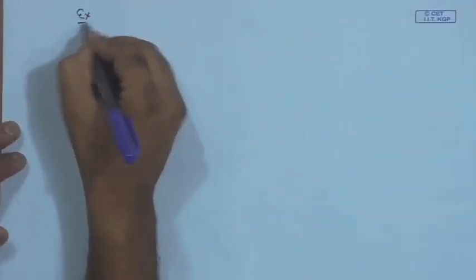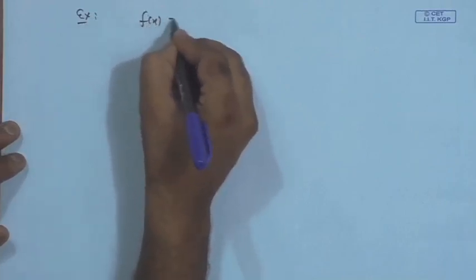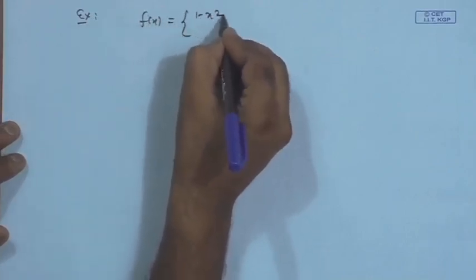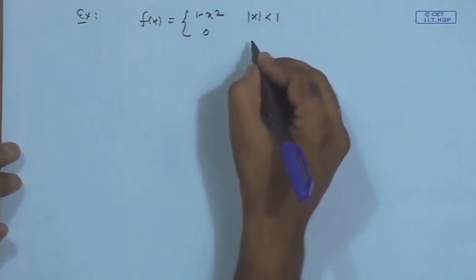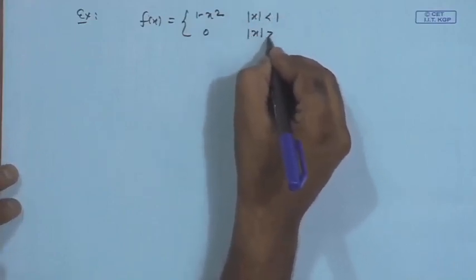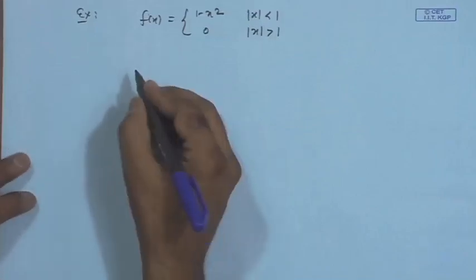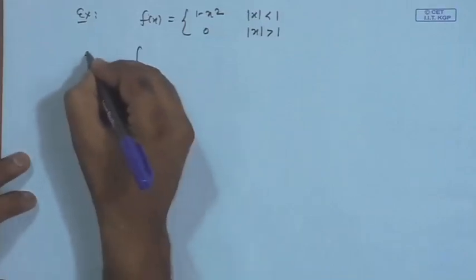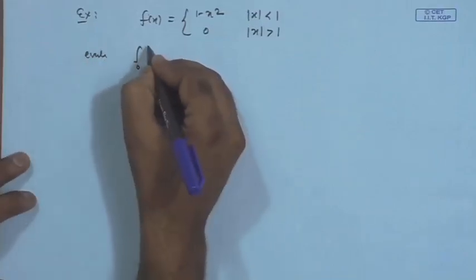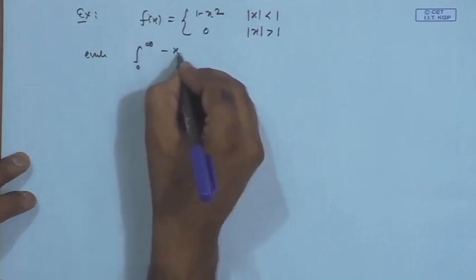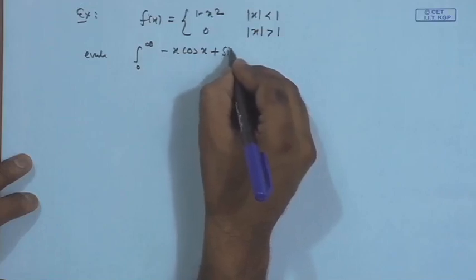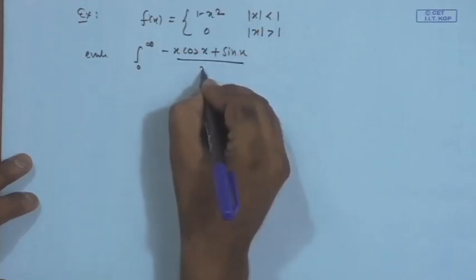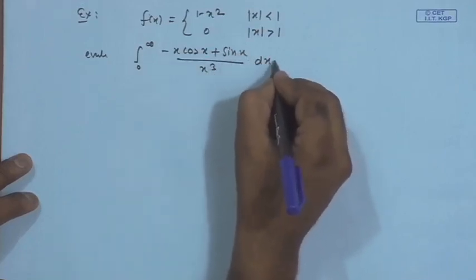So this integral we have evaluated. Similarly, the very last example we go through quickly. If we have f(x) equal to 1 minus x square for mod x less than 1, and 0 for mod x greater than 1, in this case we can evaluate such an integral. So evaluate the integral from 0 to infinity of minus x cos x plus sin x over x cube dx.